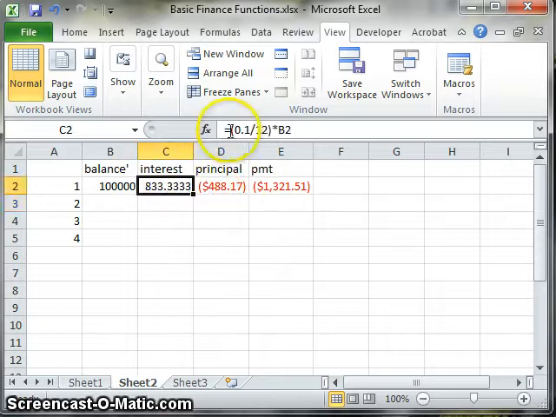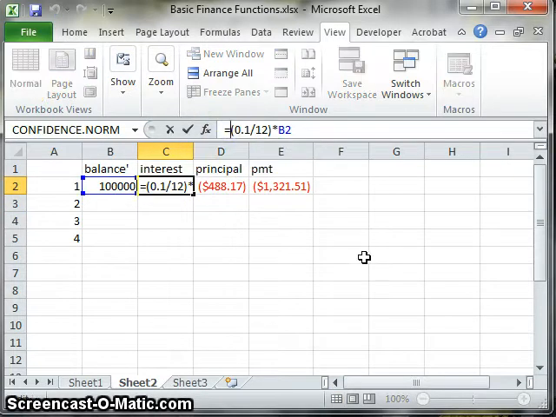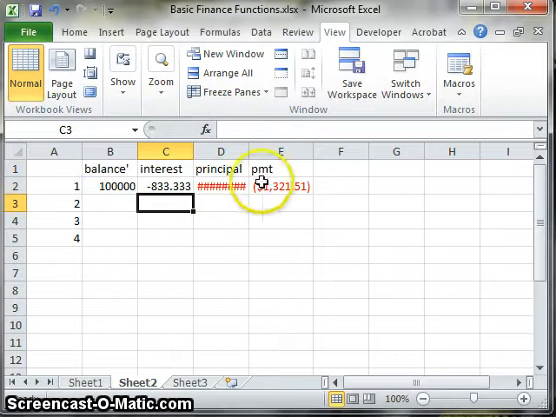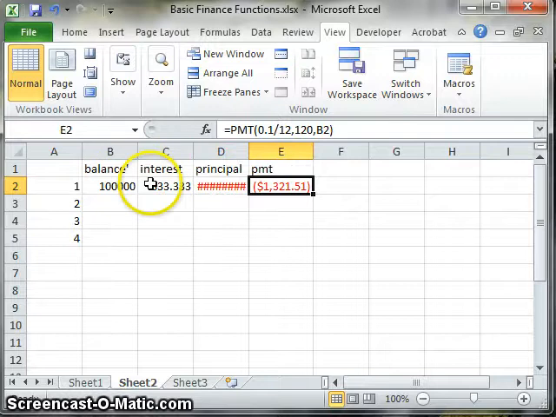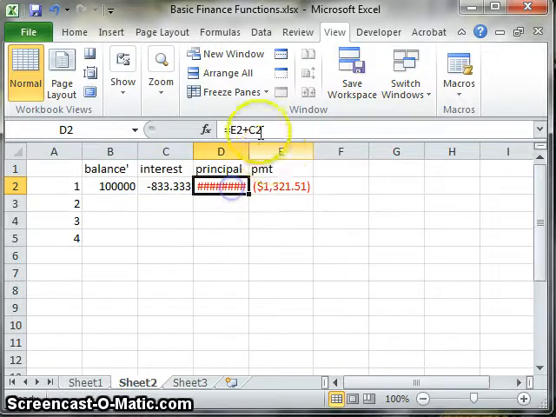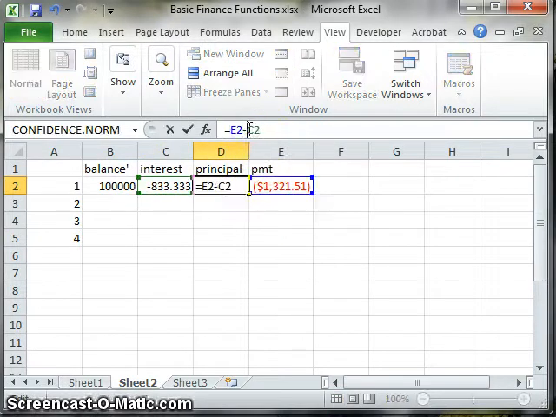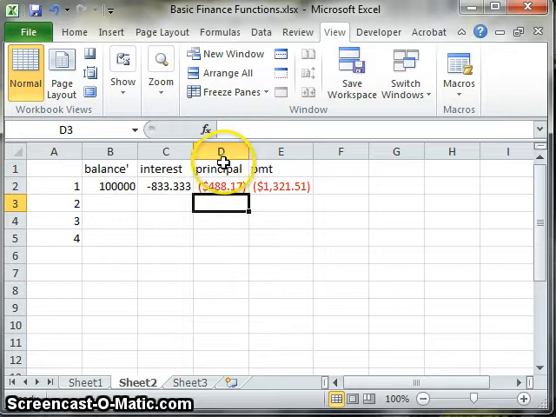But if I were to go ahead and fix this here to make it show a negative cash flow also, then I would need to do the same thing here. I would need to take my payment and take away that interest instead of adding it. So let's change that to a negative. There we go. So now I have a balance and I have interest, principal, and payment.